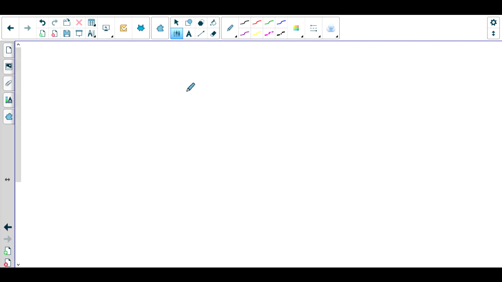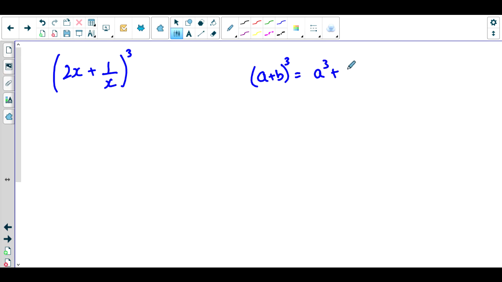Let's try one more practice question with fraction. 2x plus 1 over x cube. We just want to substitute it into the formula, which we have. We've done it from the Pascal triangle. It's a cube plus 3a square b plus 3ab square plus b cube. See, the power of a is decreasing, the power of b is increasing, and coefficients you can get from the Pascal triangle.